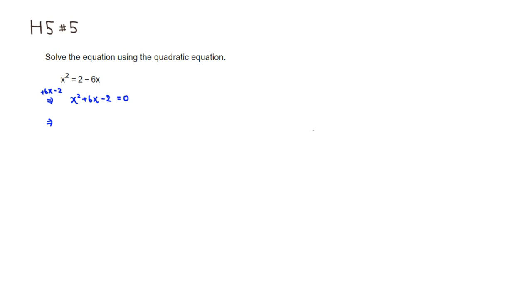Remember, the quadratic formula goes something like this. If you have a quadratic equation, ax squared plus bx plus c equals 0, then x is going to be -b plus or minus the square root of b squared minus 4ac, over 2a. So let's follow that.